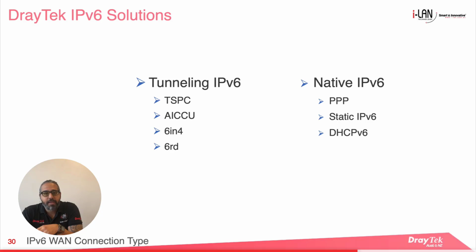However, if your RSP can't provide native IPv6, then you can use tunneling IPv6, which requires signing up with a tunnel broker. The tunnel broker will encapsulate the IPv6 packet by adding an IPv4 header to it or mapping an IPv4 address to an IPv6 address.